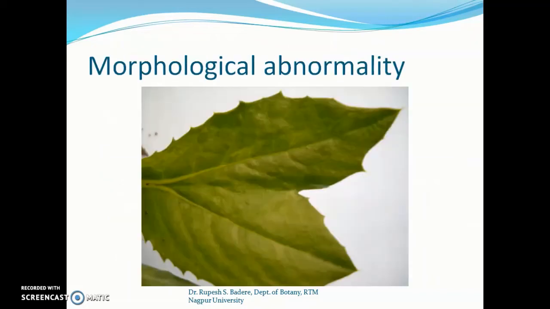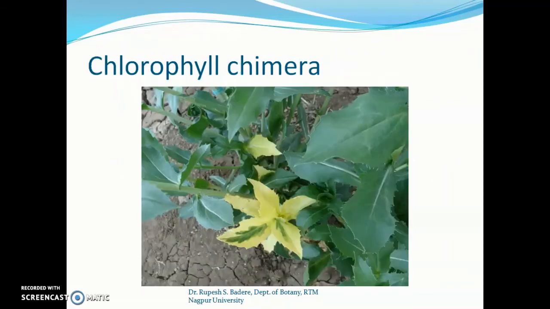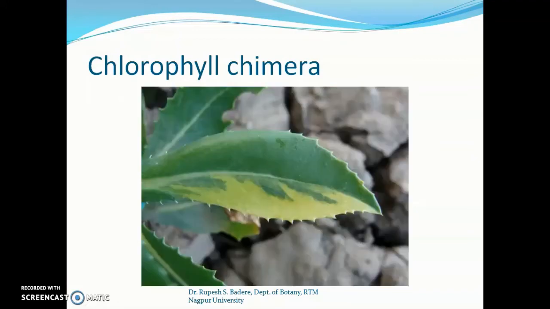Here you can see one of the types of morphological abnormality, fused leaves. Then this is a chlorophyll chimera. Here you can see the whole leaf is golden yellow. Here you can see some sectors are there. So this is a xantha sort of chlorophyll chimera. Again you can see a sector of greenish yellow, right? So this is chlorina.